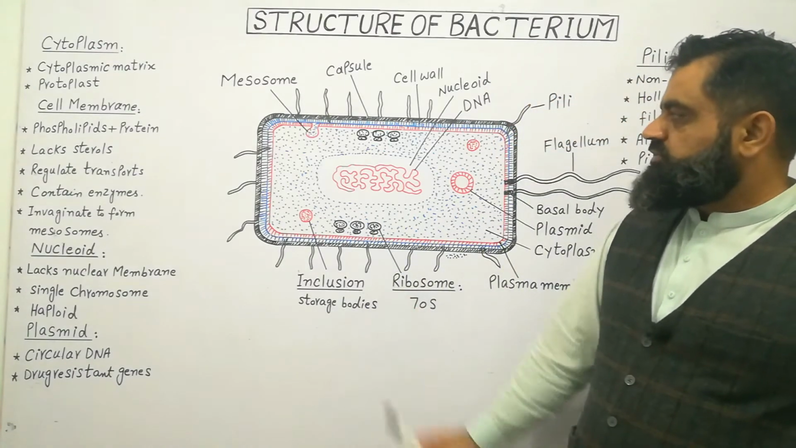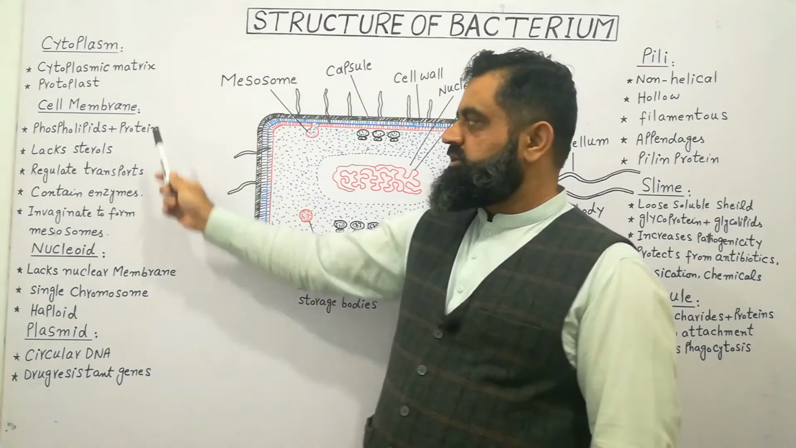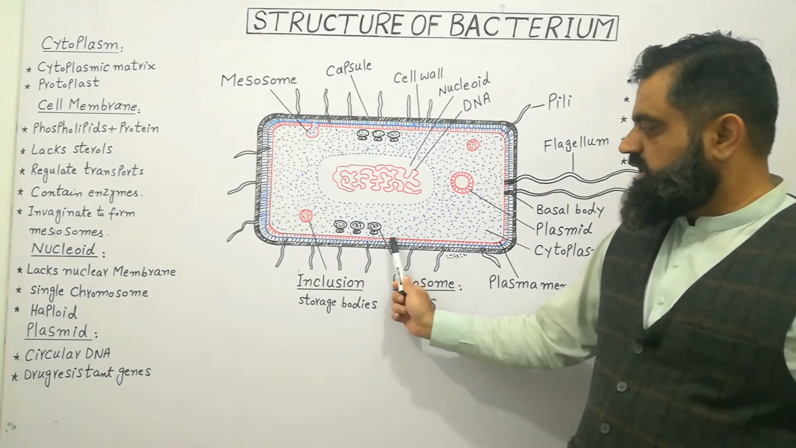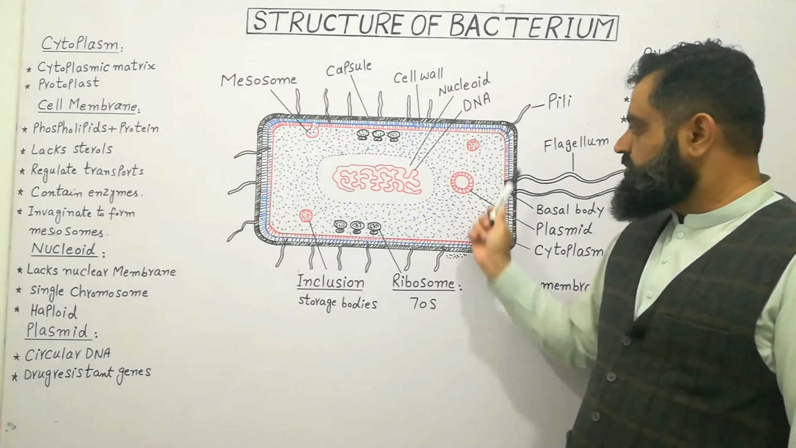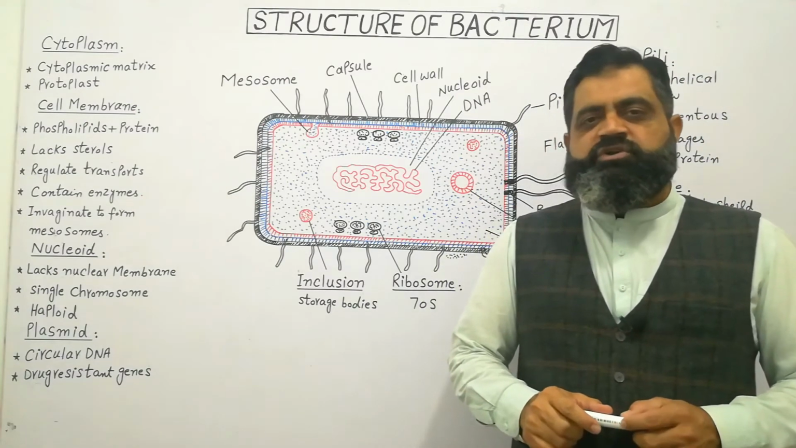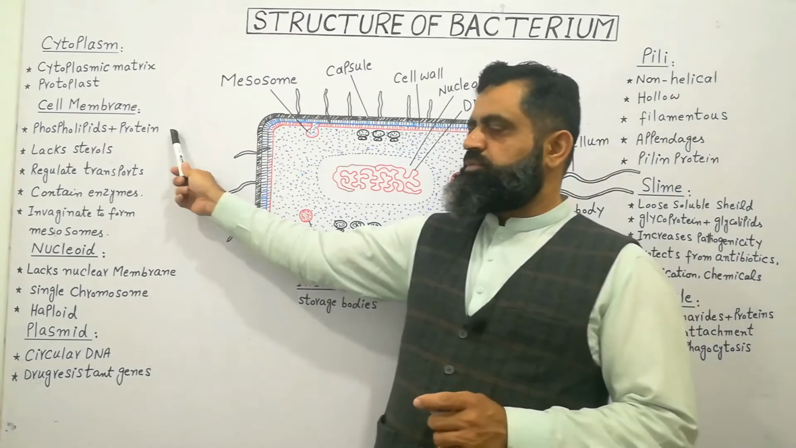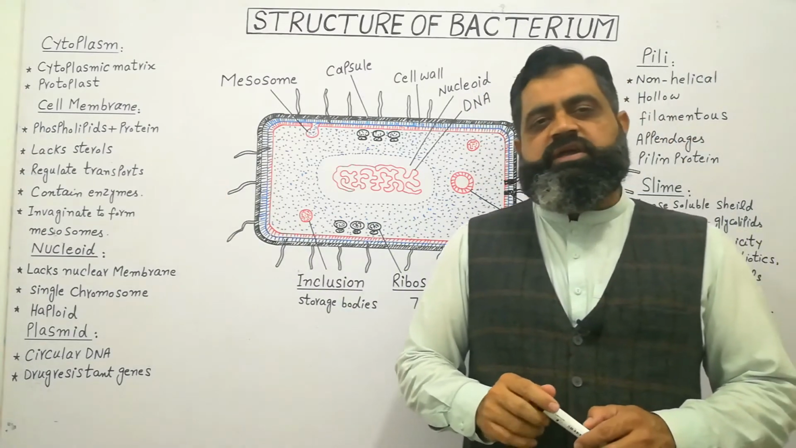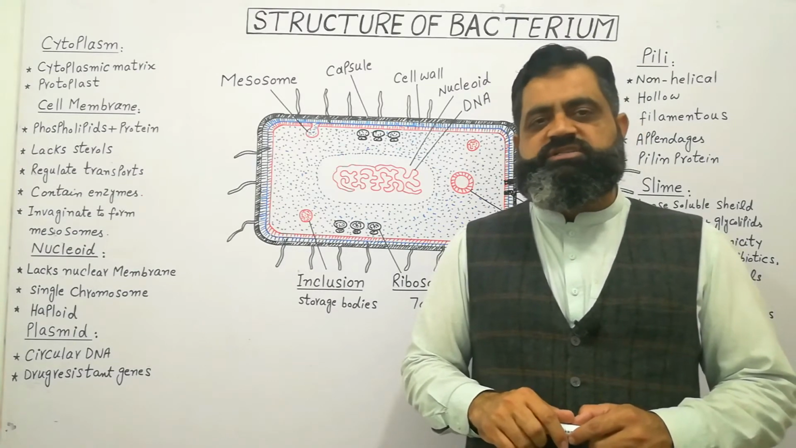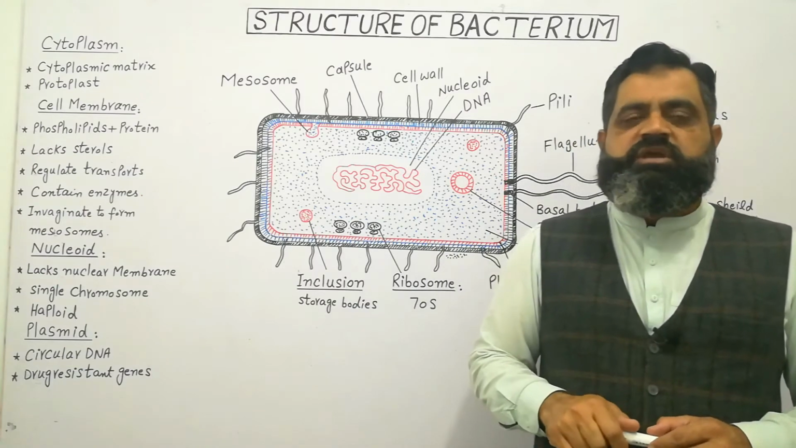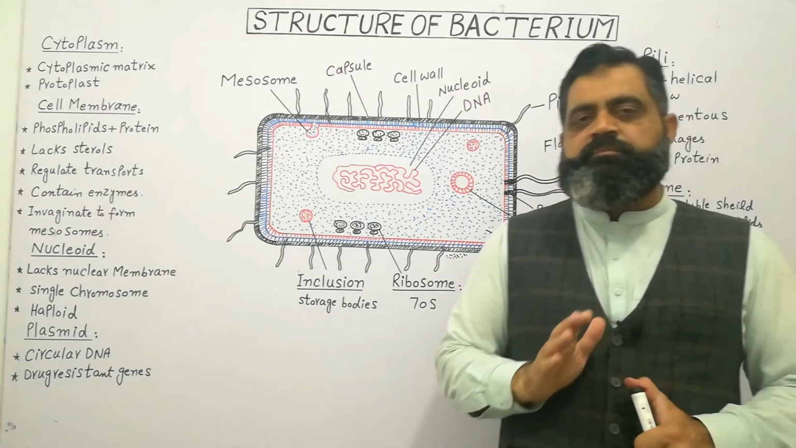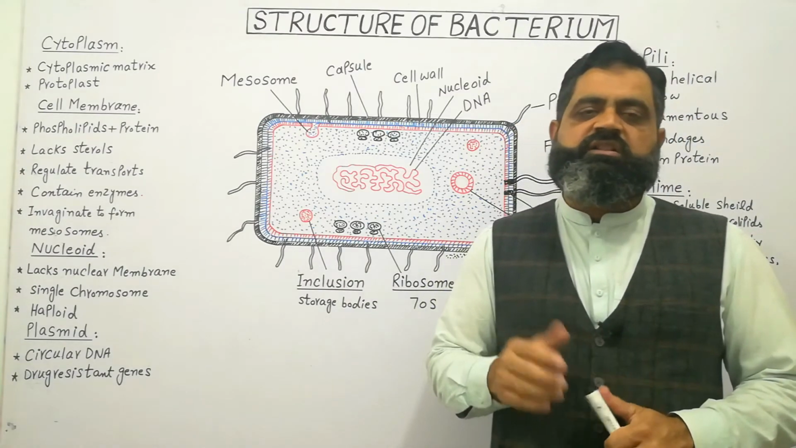The second component of the bacterial cell is the cell membrane. The cell membrane is outer to the cytoplasm. As you can see in the diagram in the red shade, this is the cell membrane, which is also known as plasma membrane. Plasma membrane is composed of phospholipids and some protein molecules. But as compared to eukaryotic cells, the prokaryotic cell membrane does not contain sterols such as cholesterol, which maintain the stability of the cell membrane. Any harm to the cell membrane can kill the bacterium.